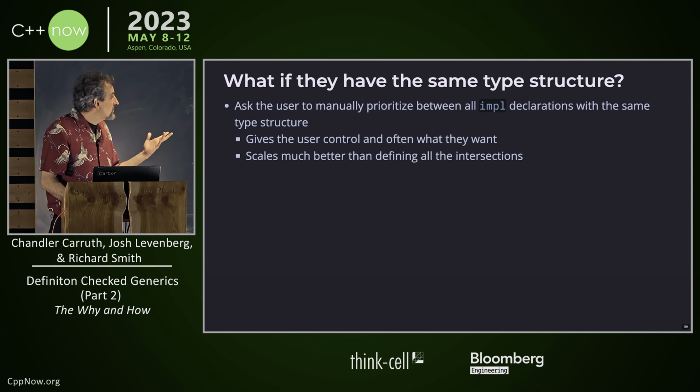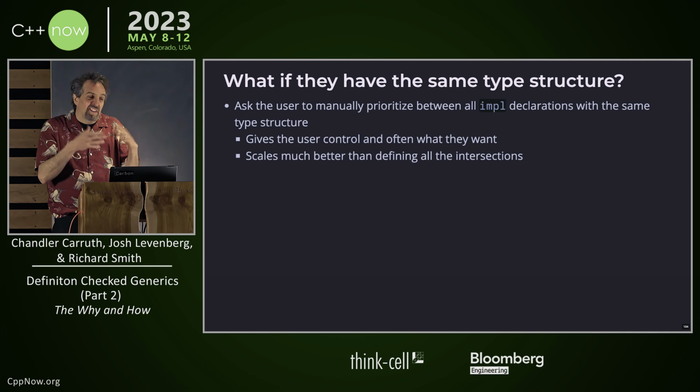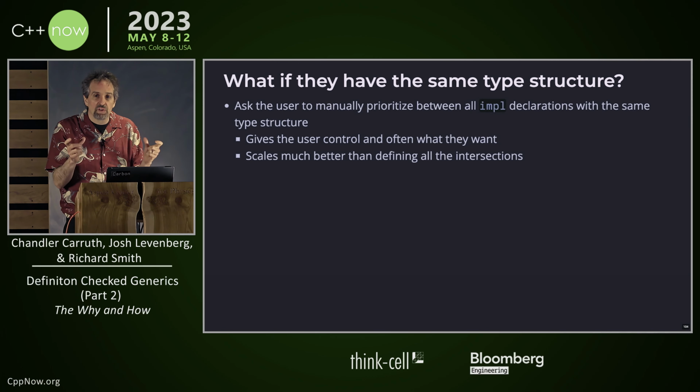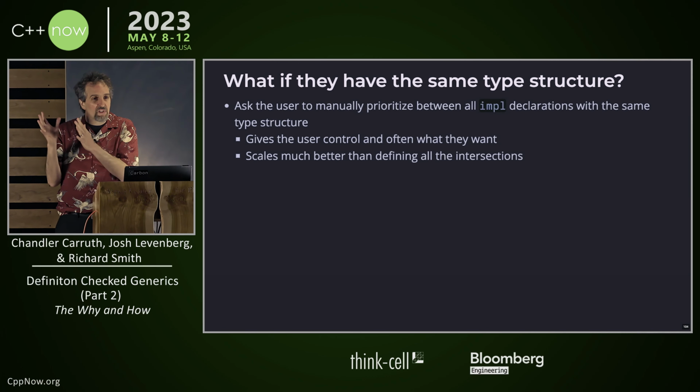If you have a lot of overlapping implementations, just giving the user a prioritization order scales better, because otherwise you'd have a combinatorial explosion of different possible intersections if you ask them to define what to do in each of those overlaps.